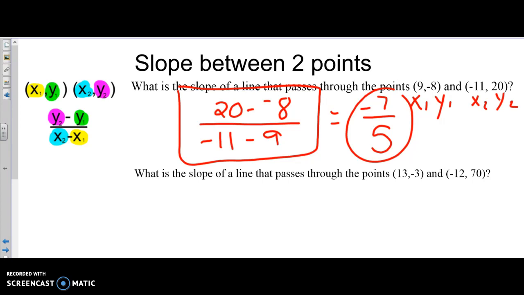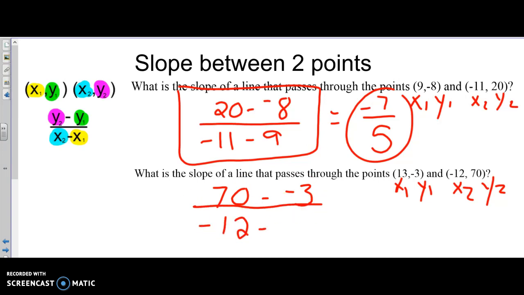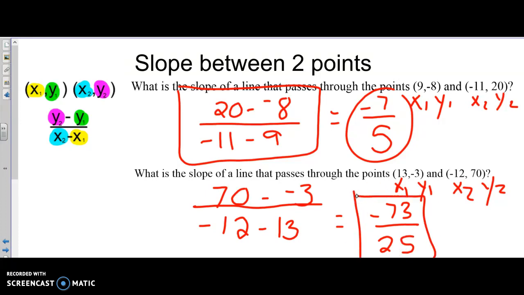Remember, the first step is to always label your x's and your y's. This is your first set, this is your second set. So it's y2 minus y1 over x2 minus x1. When you type that in your calculator by doing alpha y equals enter, you get your slope to be -73/25. And that's your slope.